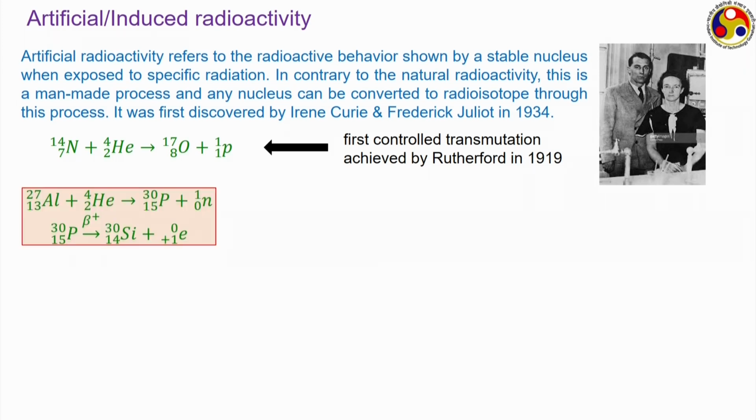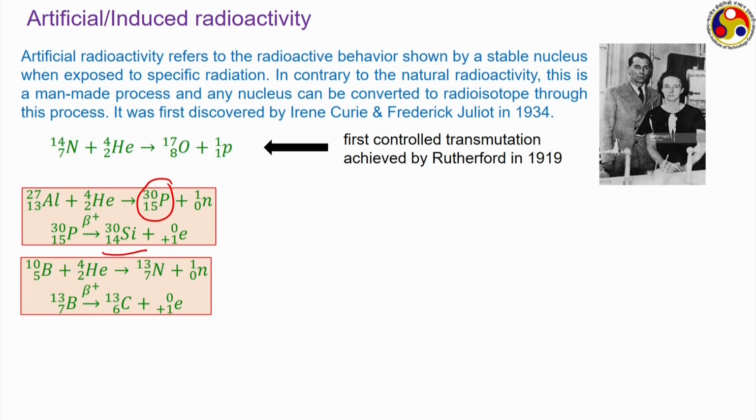They bombarded aluminum-27, the natural isotope of aluminum, with alpha particles, and that led to the formation of phosphorus-30. That was the first incident of phosphorus-30 appearing in nature. But in contrast to Rutherford's experiment, where oxygen-17 was formed, this phosphorus-30 actually showed positron decay and got converted to silicon-30. That means this phosphorus isotope, after being formed from aluminum through transmutation, showed radioactive behavior.